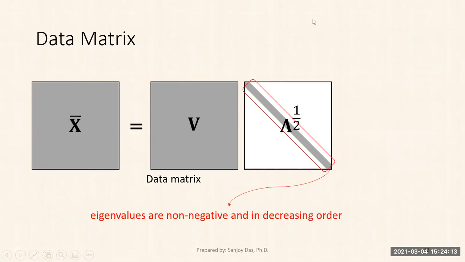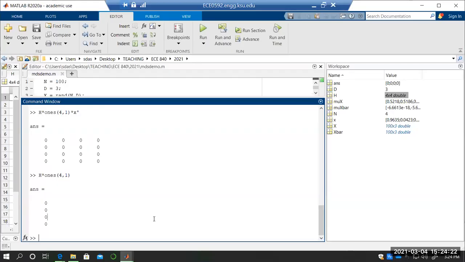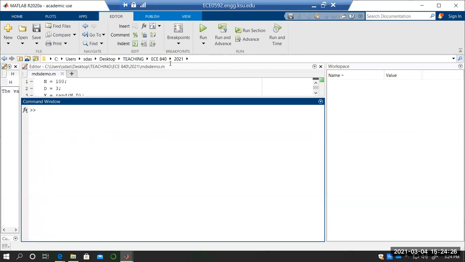Okay, going back to MATLAB, let me show that to you. Again, back to MATLAB. So clear. So now let me run this again.